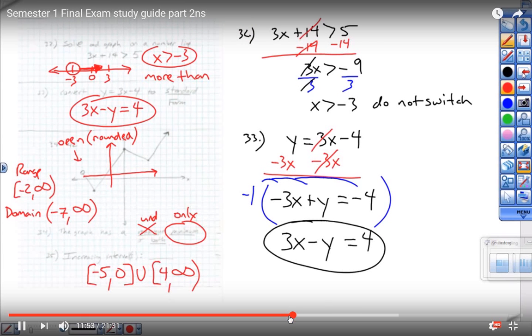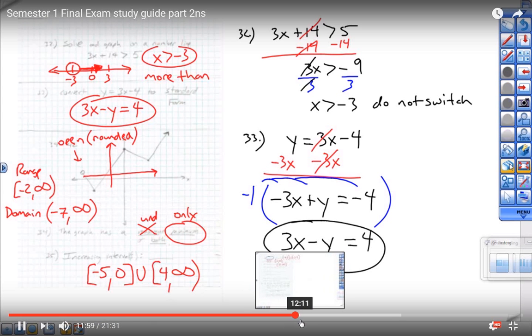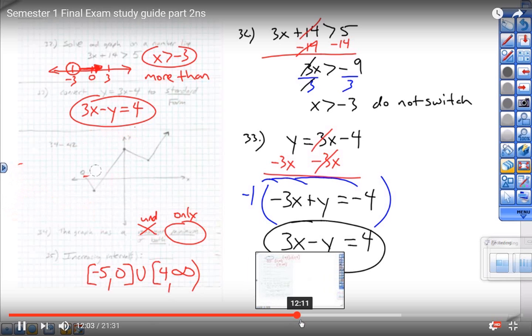All right, for the next problem. For these, I'm giving you the value for x, and I'm going to have you find the value for y, and then vice versa. I'm going to give you the value for y and have you find the value for x. So here we go.